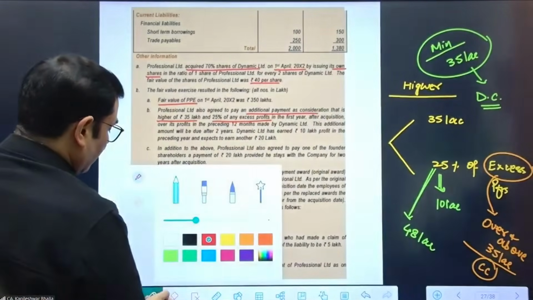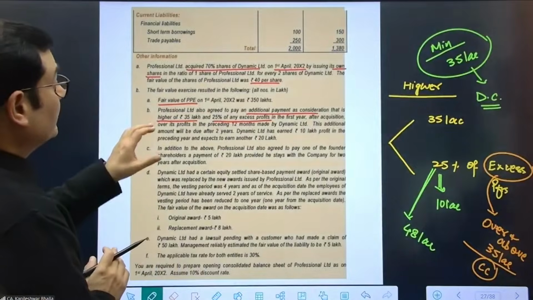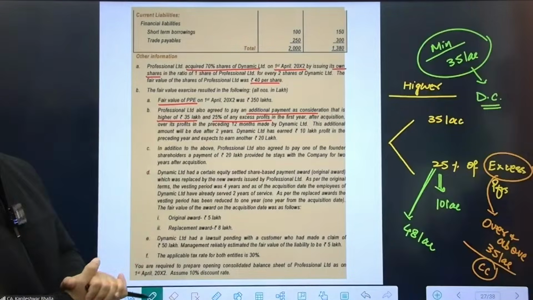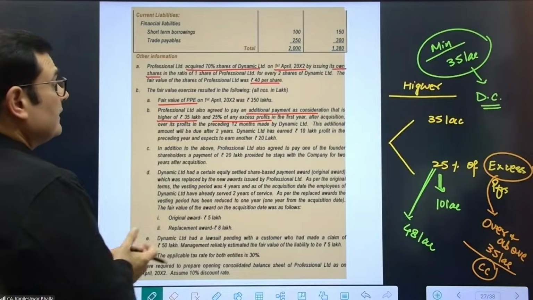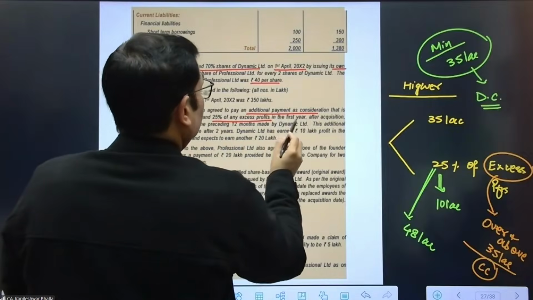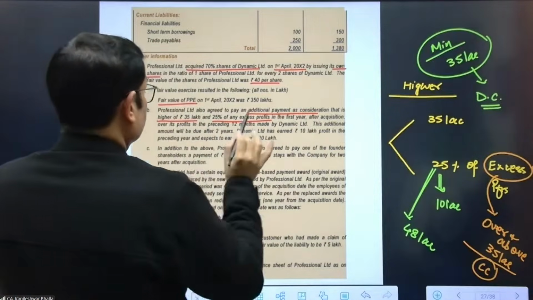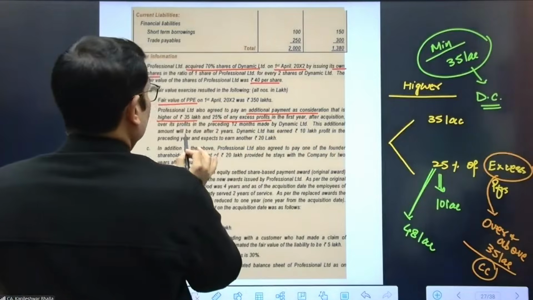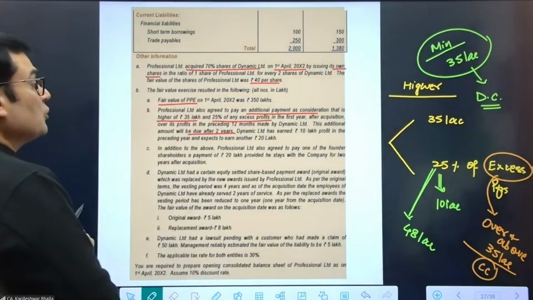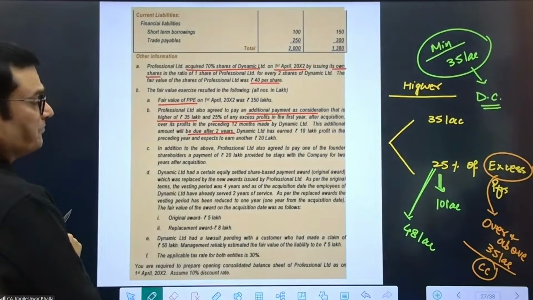Okay, now let's come back. We're going to spend some time reading the question carefully because that's a very important deal. Then he says that in the first year after acquisition, over the preceding 12 months profits. Now it says this additional amount is due after 2 years. So it's going to be paid in the future.